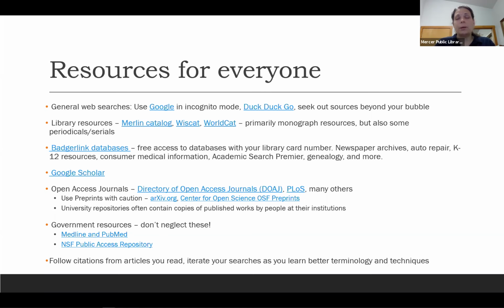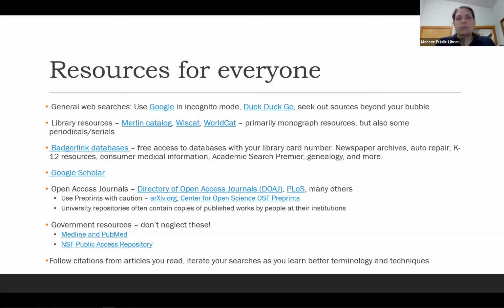Preprints, again, we talked about preprints. Those are the ones where anybody can submit an article to a preprint. So these are not peer reviewed. They're not edited or judged in any way. They're just presented by their authors. That can be great to finding new scholarship about something, but you have to use it with caution because you don't know about the quality. And university repositories often contain copies of published works by people at their institutions. So I'll talk a little bit more about that in a minute.